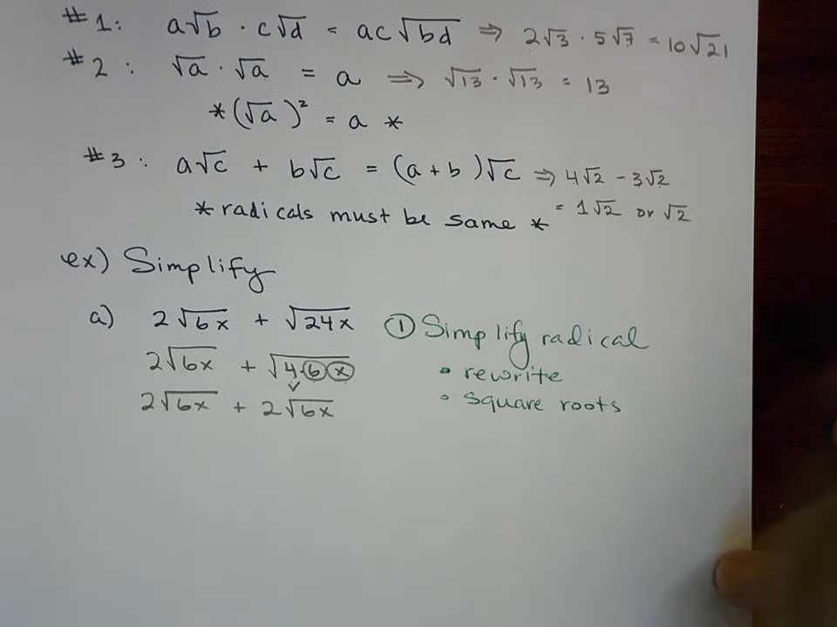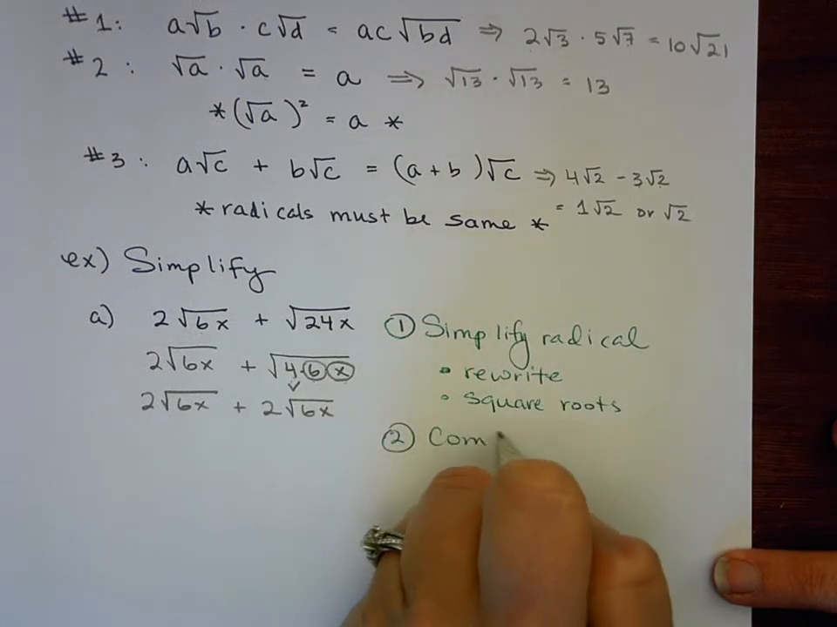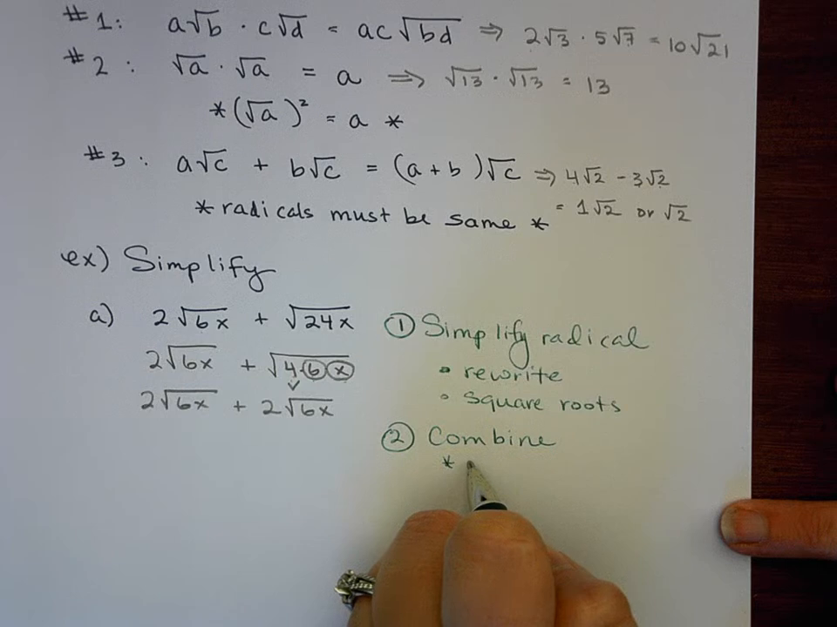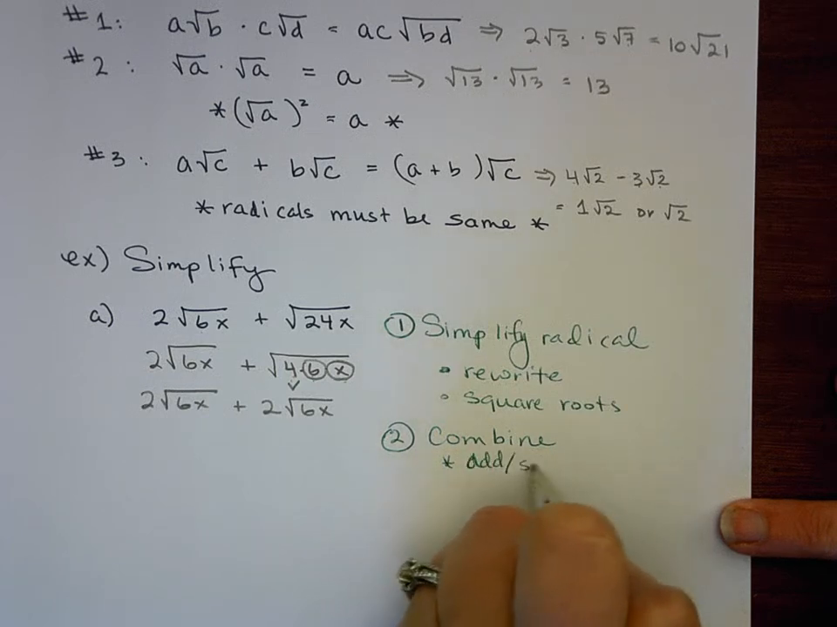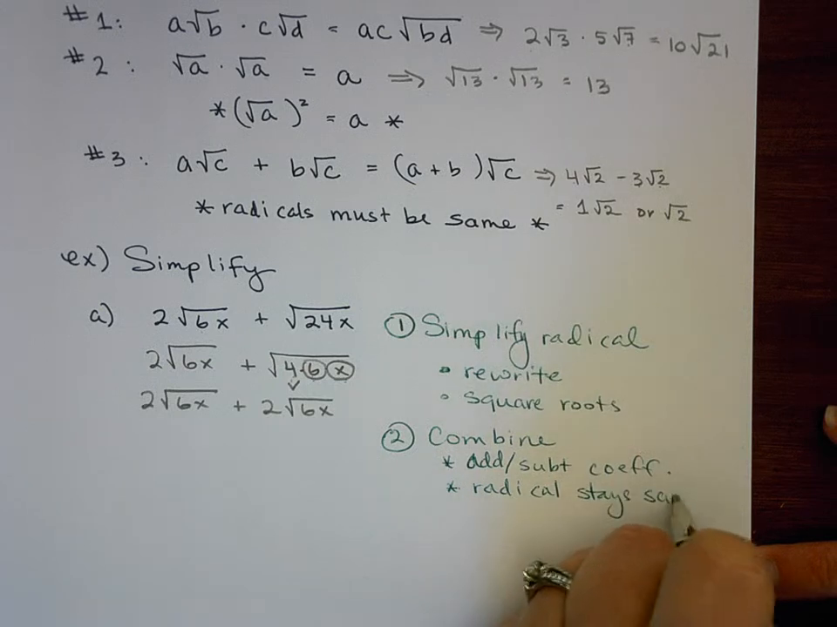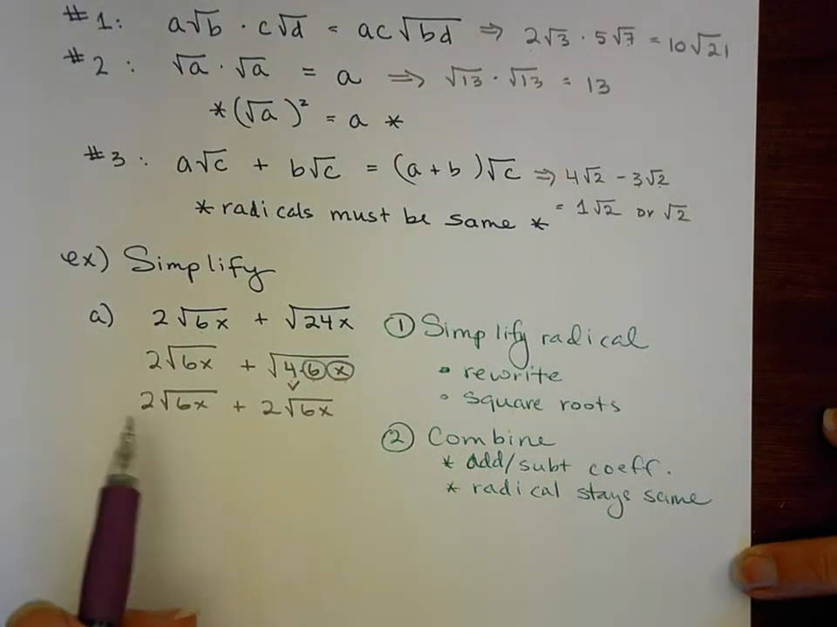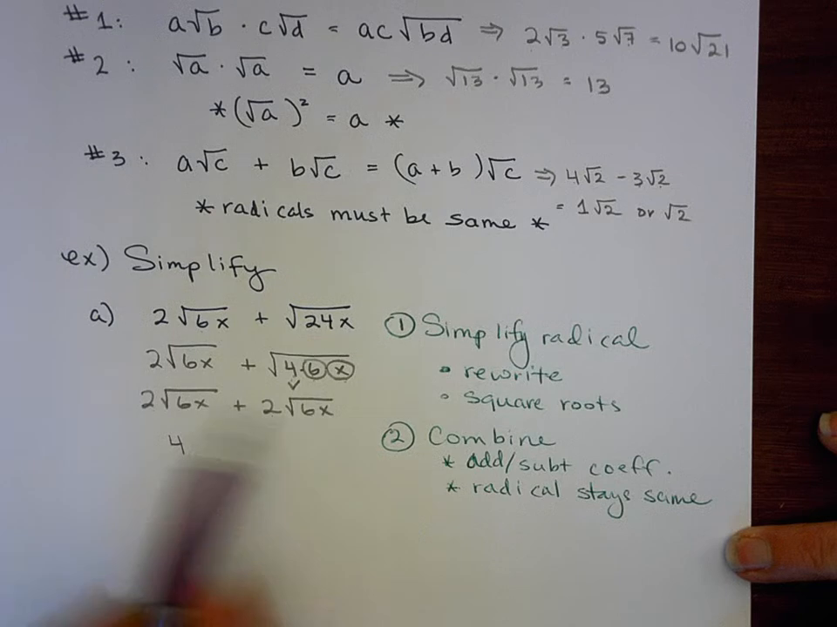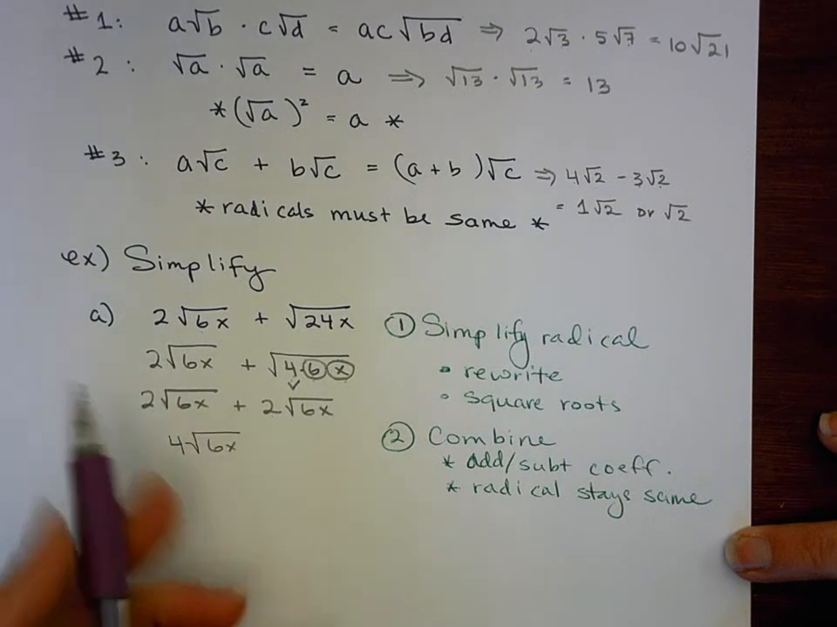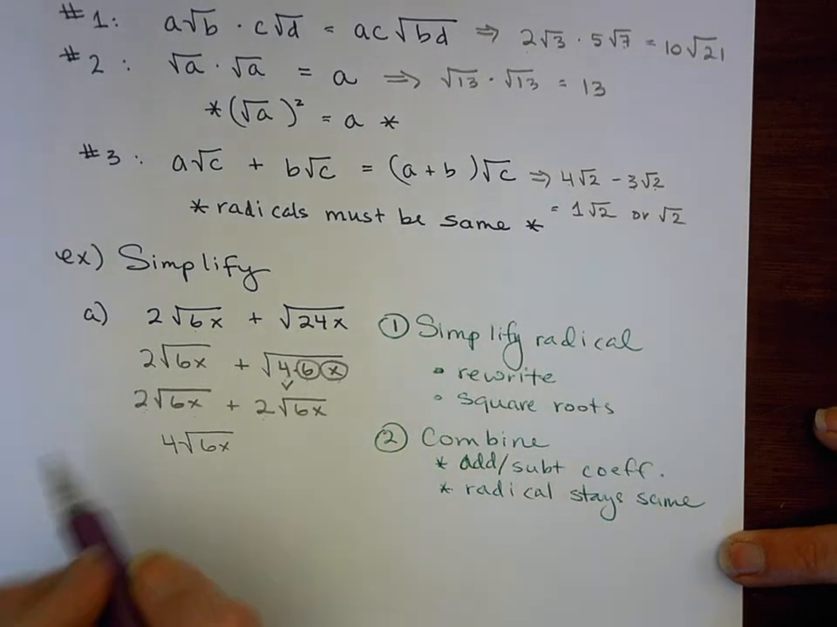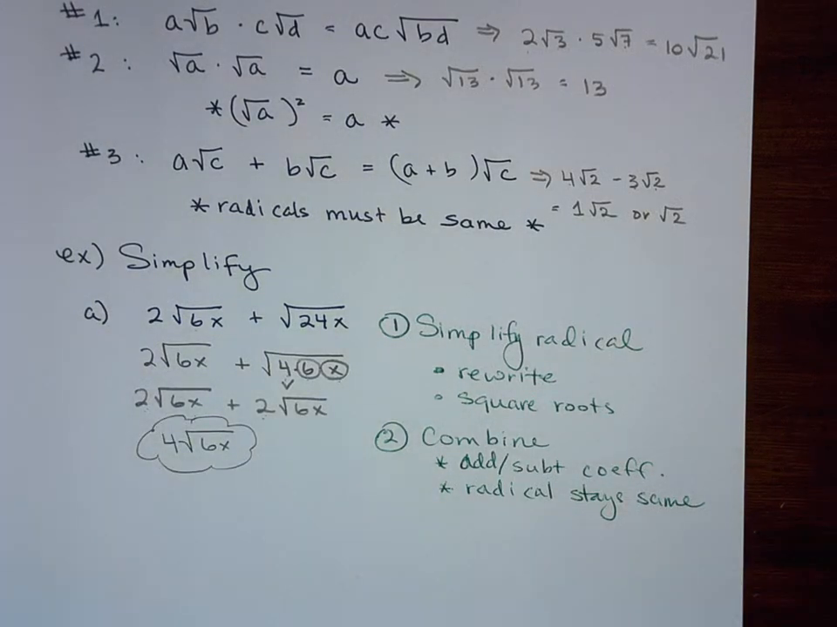Okay, and so now my last step is just combine, either through adding or subtracting based upon the operation, right? And when we combine, we actually add or subtract our coefficients. And then the radical stays the same. Okay, so I'm going to do 2 plus 2, which is 4. And I'm adding roots of 6x, so that stays the same, right? So I have 2 square root of 6x's plus 2 more square root of 6x's, so altogether I have 4 of them, and so that would just be my answer there. Okay, so that's the first example.